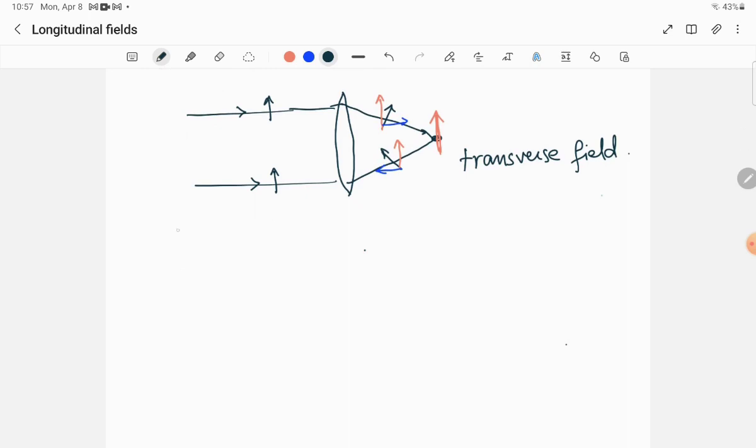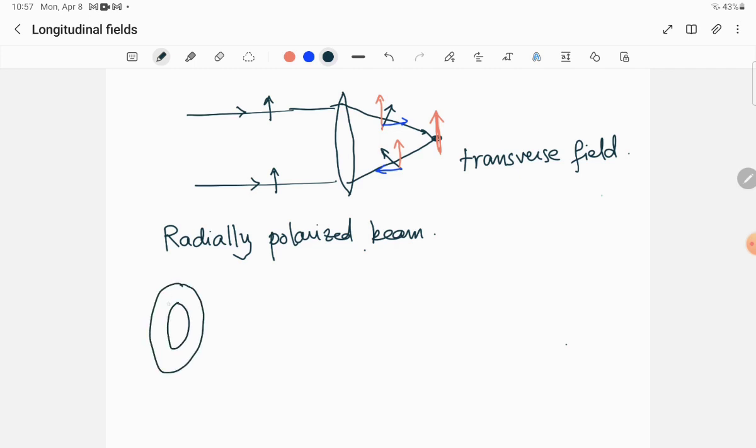Now consider a different type of polarized beam. For example, you can actually generate a radially polarized beam. How does it look? It looks like a ring of light where the electric field oscillates radially, something like this. You can actually do it with a certain geometry of antennas. Now if this electromagnetic field is radially polarized and you do the same experiment, you bring the beam in and focus it using a lens.